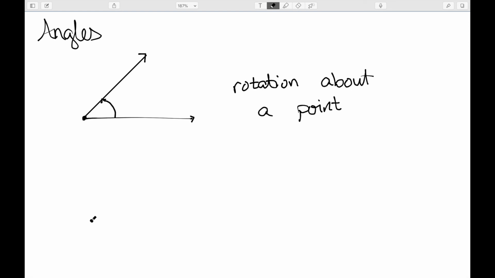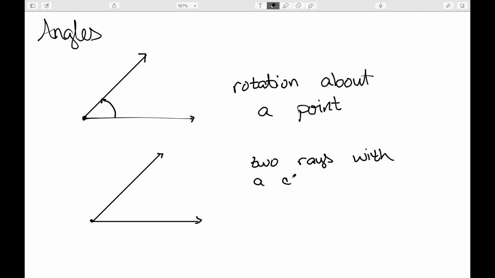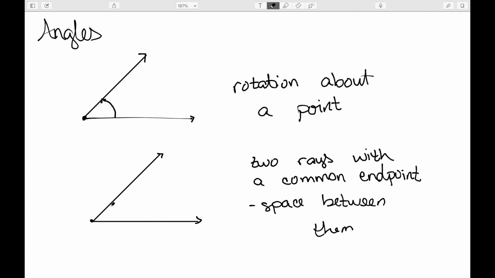The other way to think about an angle is to start with 2 rays with a common endpoint. And the angle is the space between them. So the angle would be the space here between these 2 rays. And then this common endpoint is known as the vertex of the angle.